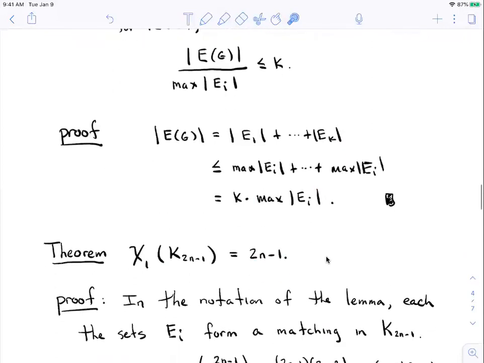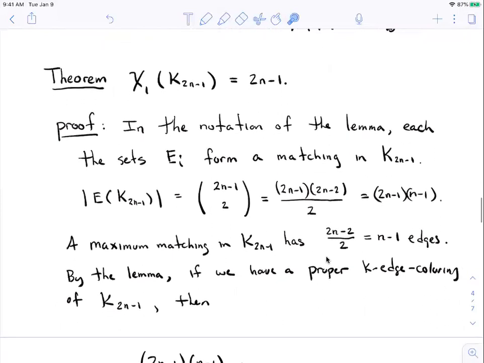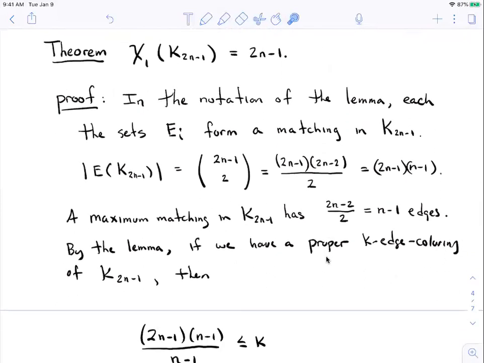Cool. Okay, so I'm going to borrow a notation from the lemma. I already said this. Each one of those E sub i's is a matching. It's a matching in the complete graph K_{2n-1}. Okay, the size of K_{2n-1} is as big as it can possibly be. It's (2n-1 choose 2), which using the factorial formula is like that. And because 2n-2 is divisible by 2, I can simplify it. So there are (2n-1)(n-1) edges in the complete graph on an odd number of vertices, K_{2n-1}.